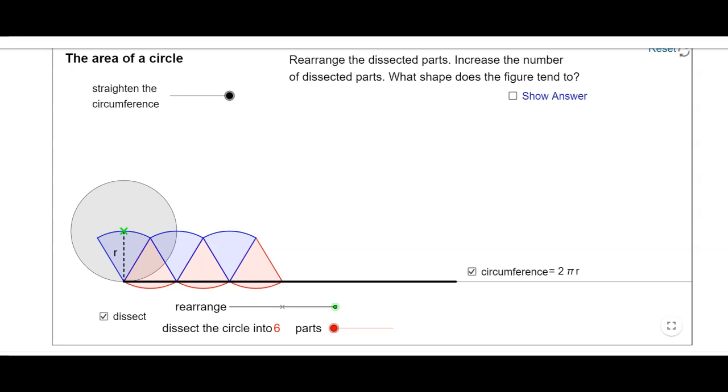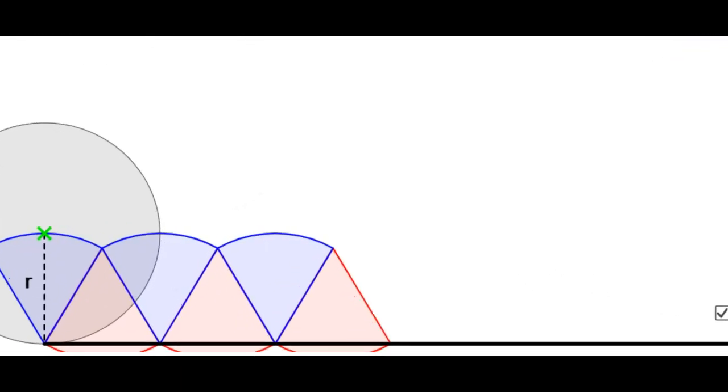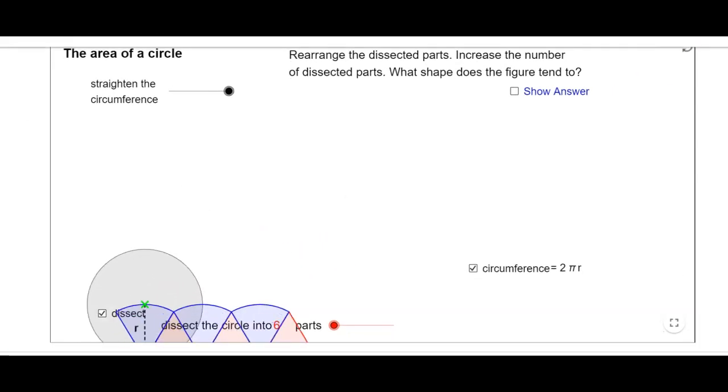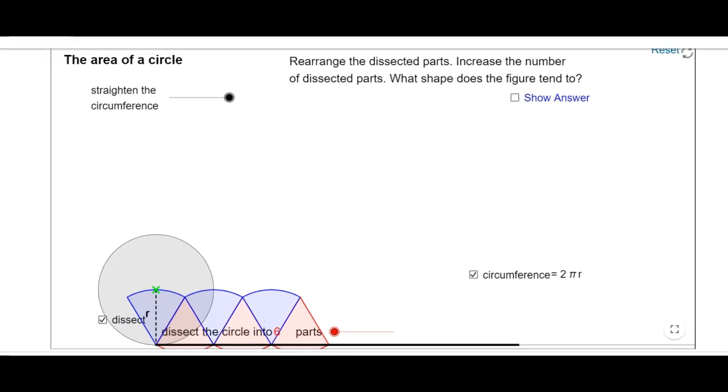Notice our radius is right here. That's the height from here to here. And this side right here is half of the circumference, or just pi times r. Now, that's not quite a recognizable shape because, if we zoom in, we see that this isn't a polygon yet. So let's move that back into a circle.